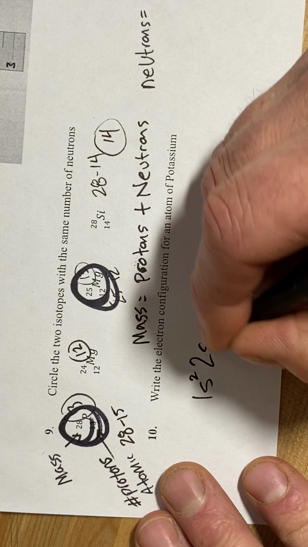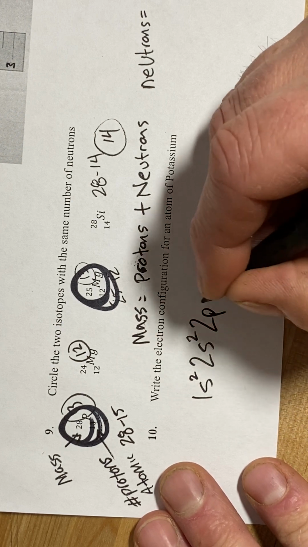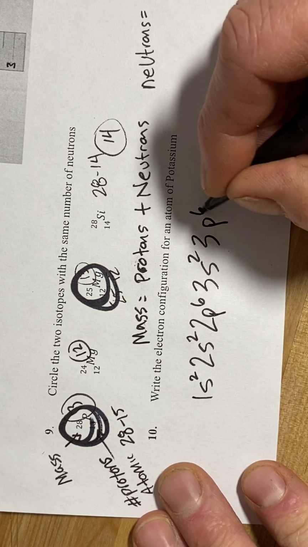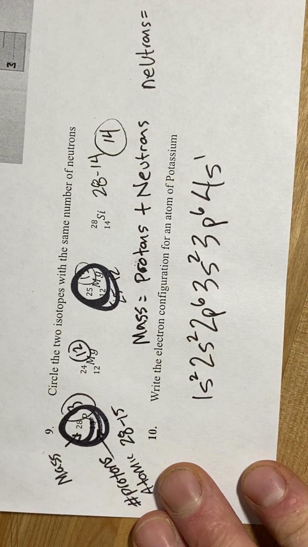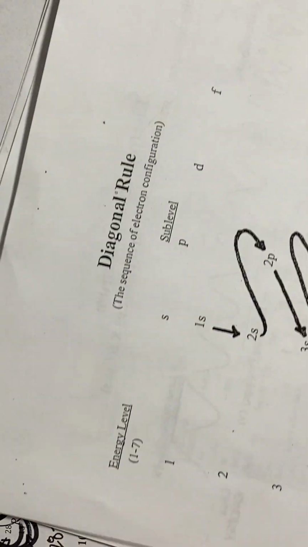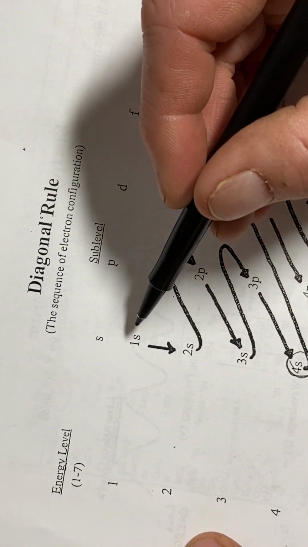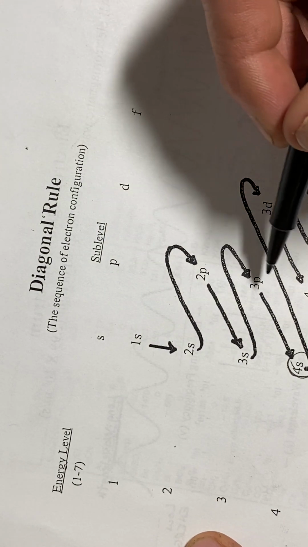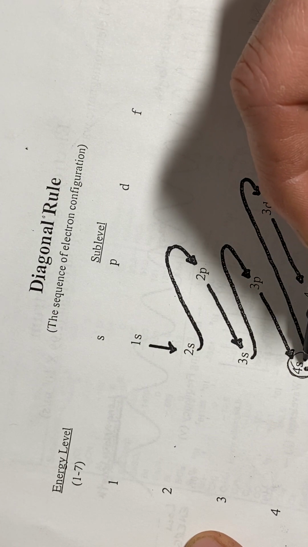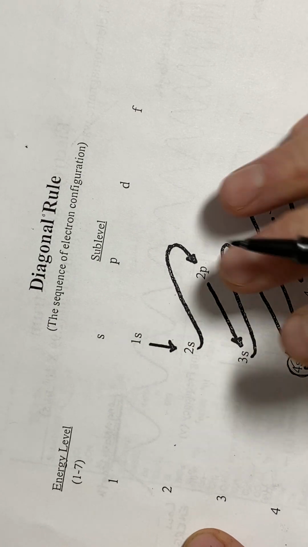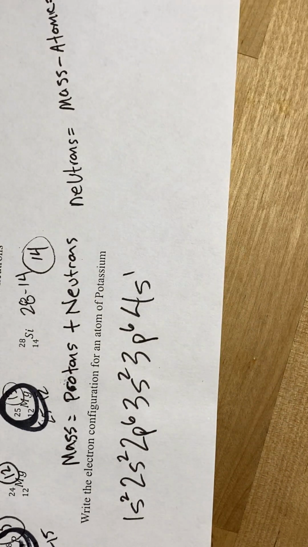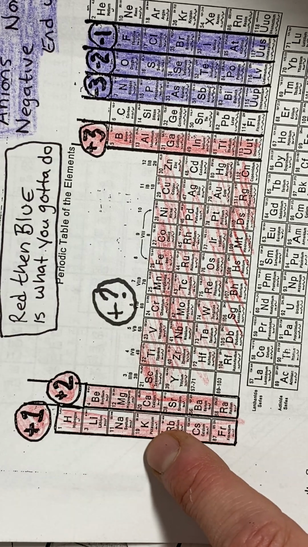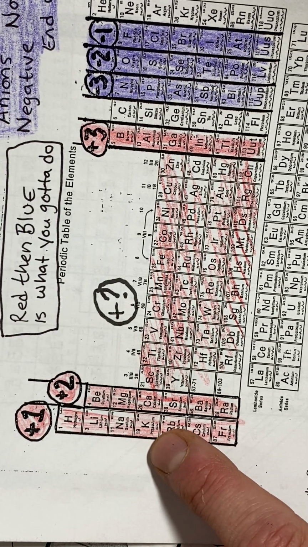1s2, 2s2, 2p6, 3s2, 3p6, 4s1. And that just follows this sequence here: 1s2, 2s2, 2p6, 3s2, 3p6, and 4s1. We don't have 4s2 because remember that potassium is just in the first position in that S block. So that's what we call it, 4s1.